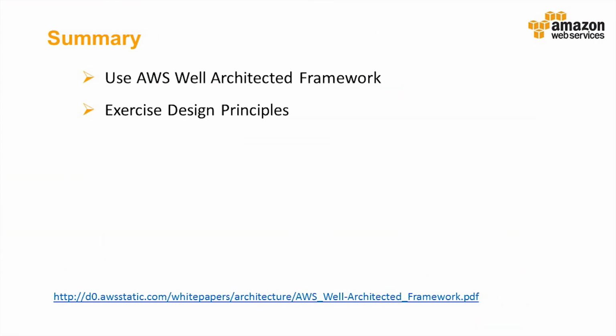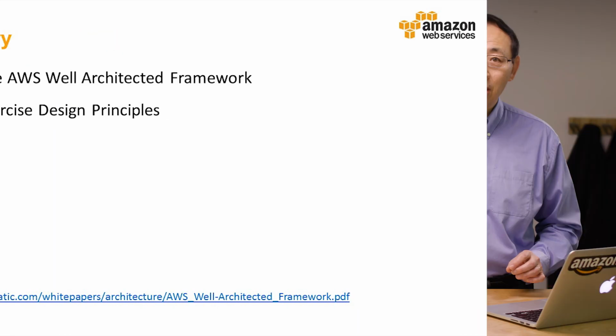Let's summarize what we just went through. For the migration design, we shall use the AWS well-architected framework, which specifies 5 architectural pillars or areas for design. To guide the design work, we shall consider and exercise design principles for each of the design areas. For further details, the audience can read AWS well-architected framework documentation online.